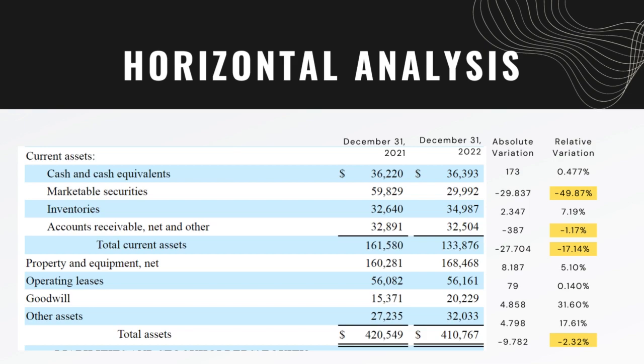Finally, it's important to know that there are little variations, for example in the cash and cash equivalents, which do not exceed 1%, as in the case of operating leases. In addition to the little variations, there is a general variation of the assets that only reaches minus 2%.